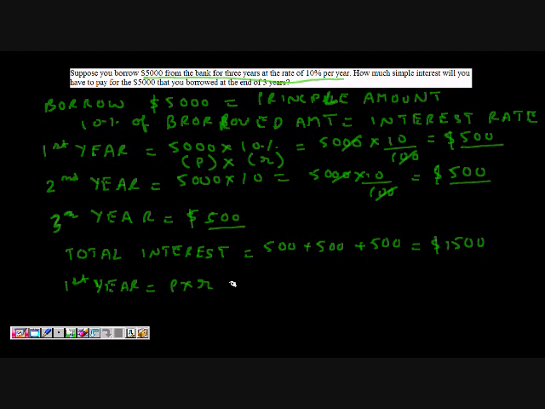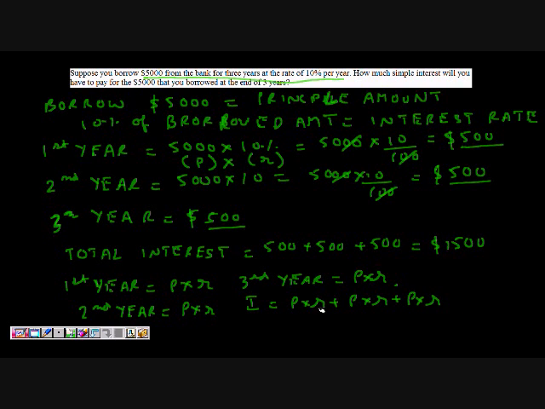Similarly, at the end of the second year it is P multiplied by R, and the third year is P into R. So interest is equal to P into R plus P into R plus P into R. If I is the interest, in the first year you are paying P into R, in the second year P into R, and in the third year P into R, which is 3PR. Now 3 is the time frame that you are borrowing the money for.